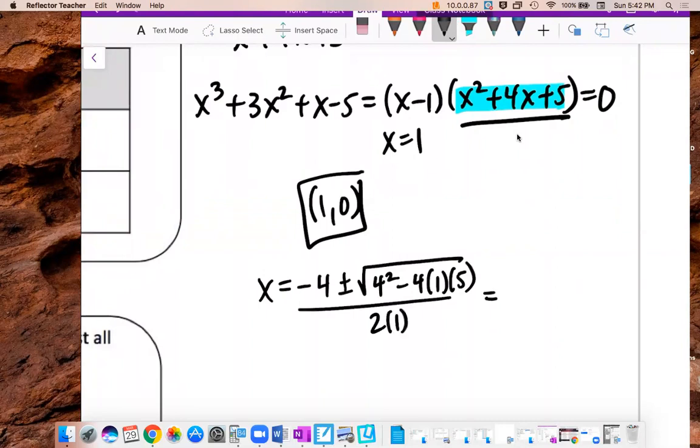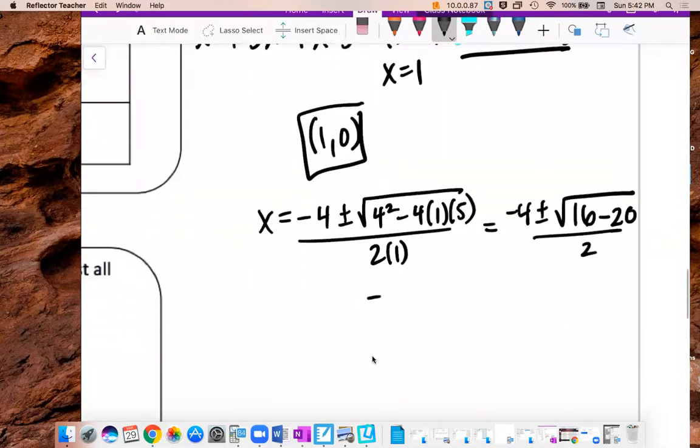And then we're going to simplify. So negative 4 stays negative 4, plus or minus 4 squared becomes 16. Negative 4 times 1 times 5 becomes negative 20. Divided by 2 times 1, which is just 2. Okay, we're going to keep going. So negative 4 plus or minus the square root of 16 minus 20, which is negative 4, over 2. And then we do know how to simplify that.